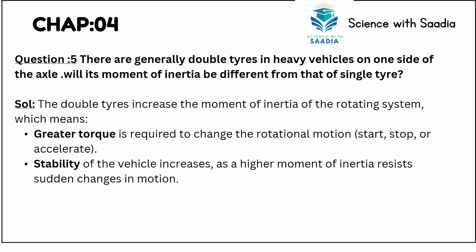Moving on to the next question, that is question number 5, which states that there are generally double tires in heavy vehicles on one side of the axle. Will its moment of inertia be different from that of a single tire?